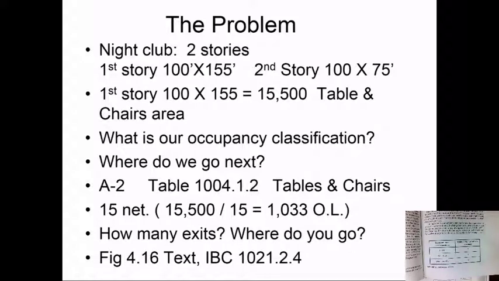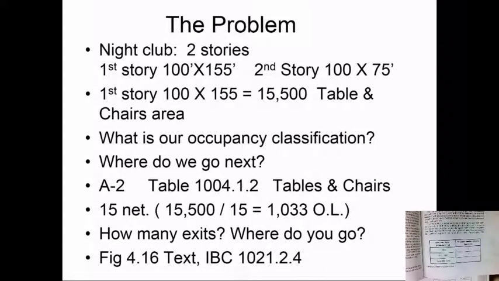I always write this out to the side, because it means that if I have 1 to 500 people, I've got to have a minimum of 2 exits. If I have 501 to 1,000 people, I have to have a minimum of 3 remote exits. And if I have more than 1,000, I've got to have 4 remote exits.